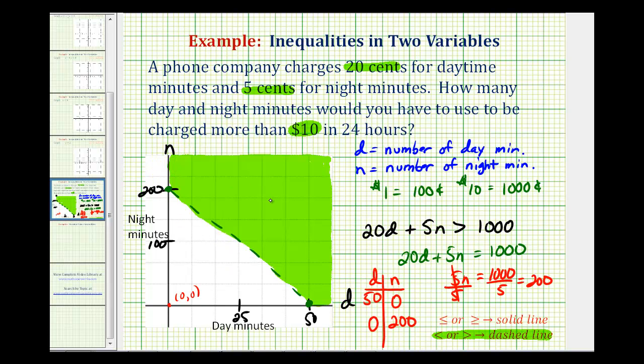So any point in the shaded region represents a combination of the number of day and night minutes that would have a charge of more than $10. So we could probably figure out logically that if this was a line where the charge would be exactly $10 or 1,000 cents, then any point above this line would represent a combination of day and night minutes that would be more than $10, and therefore would be in the region that would represent the solution to this linear inequality. I hope this example helps.